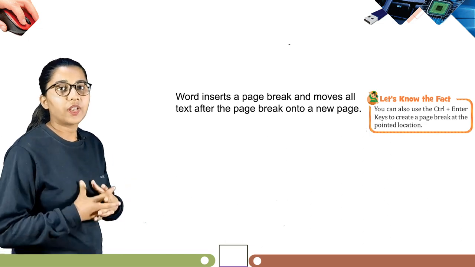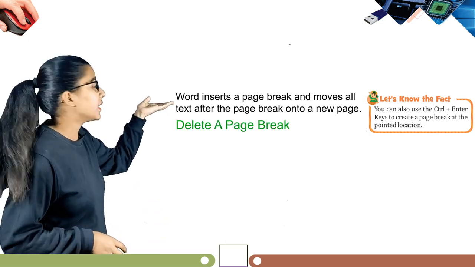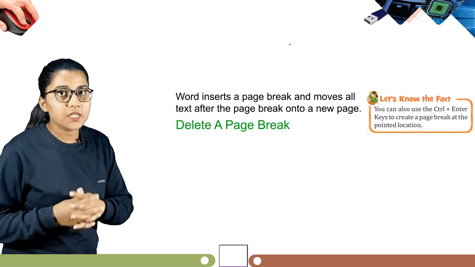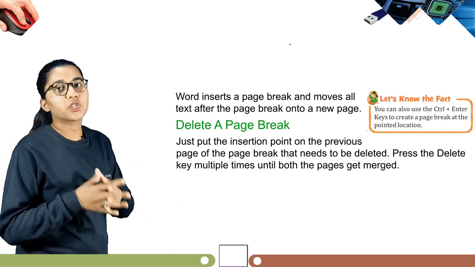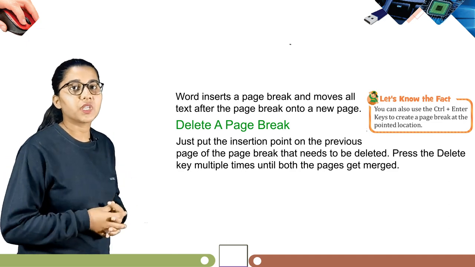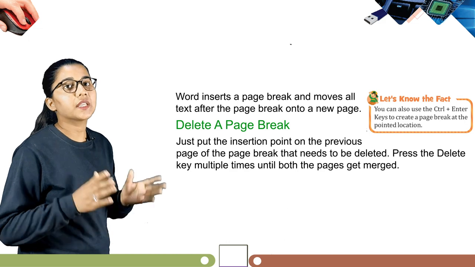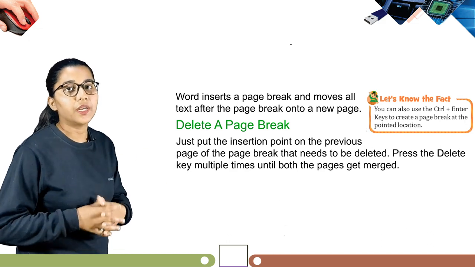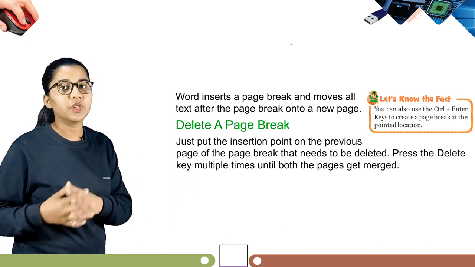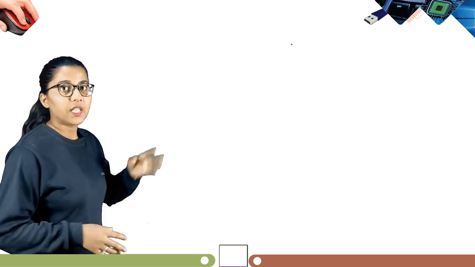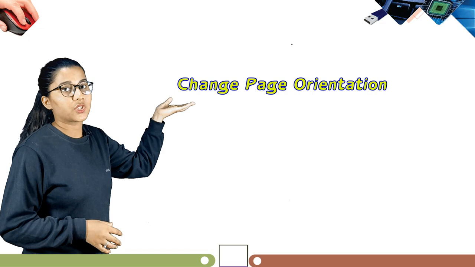So now our next topic is delete a page break. How will you delete a page break? Just put the insertion point on the previous page of the page break that needs to be deleted. Press the delete key multiple times until both the pages get merged. So now let's jump to our next topic, that is change page orientation.